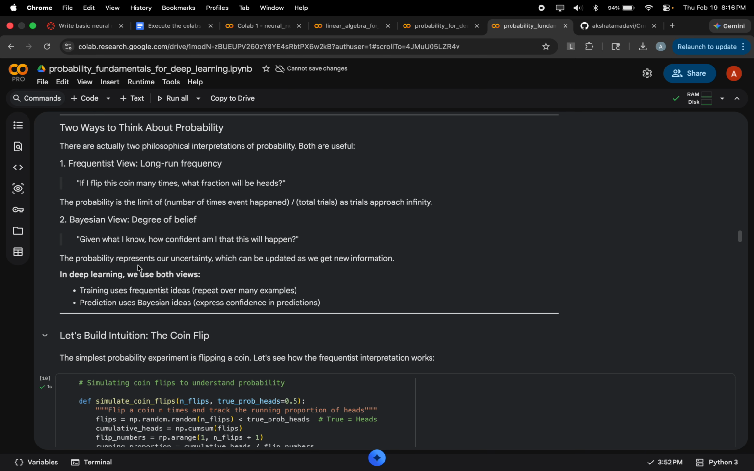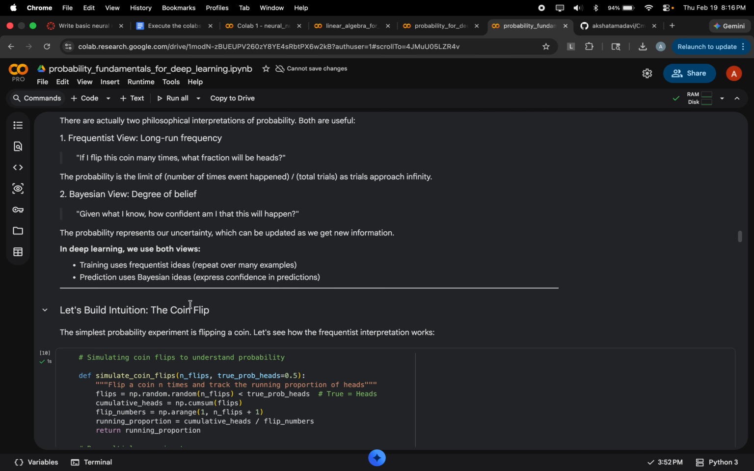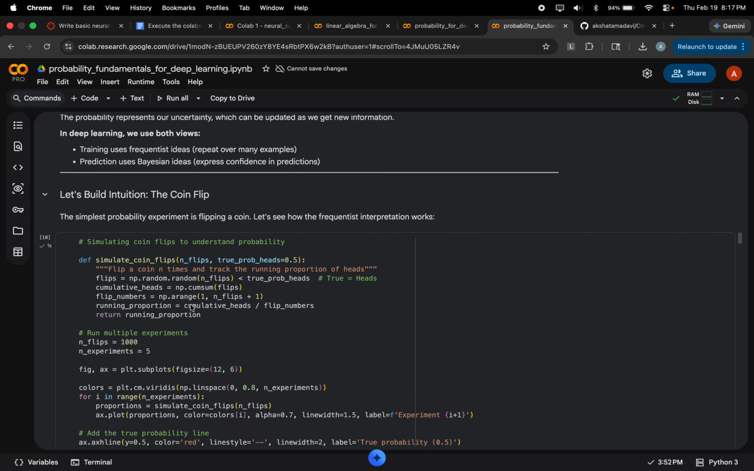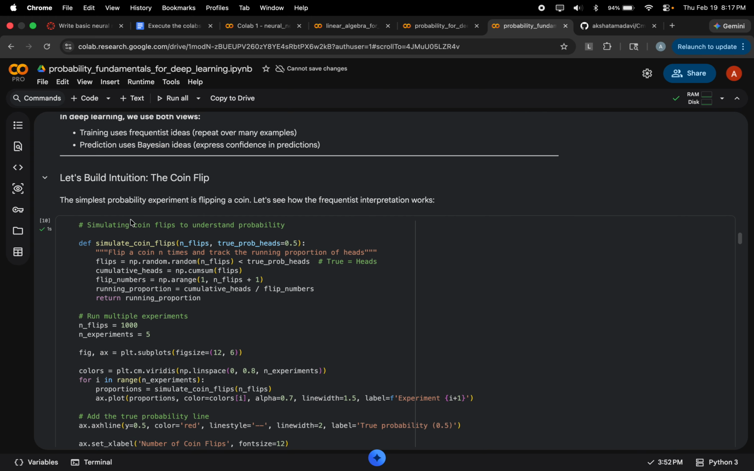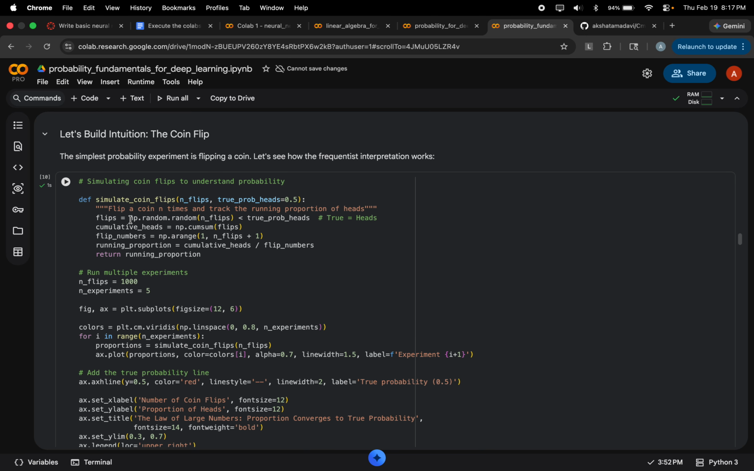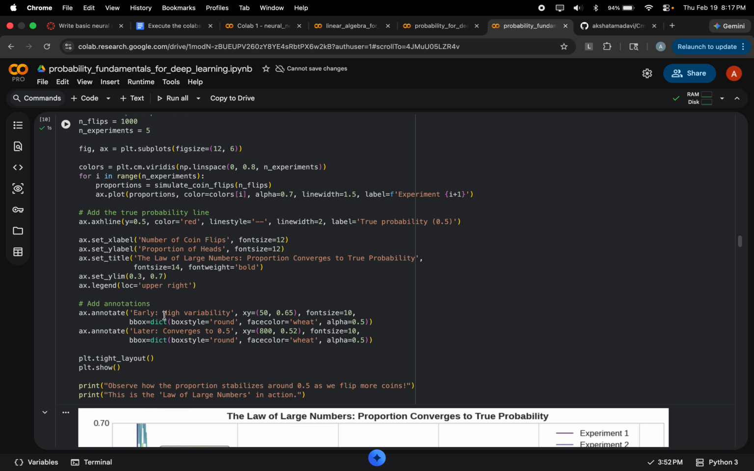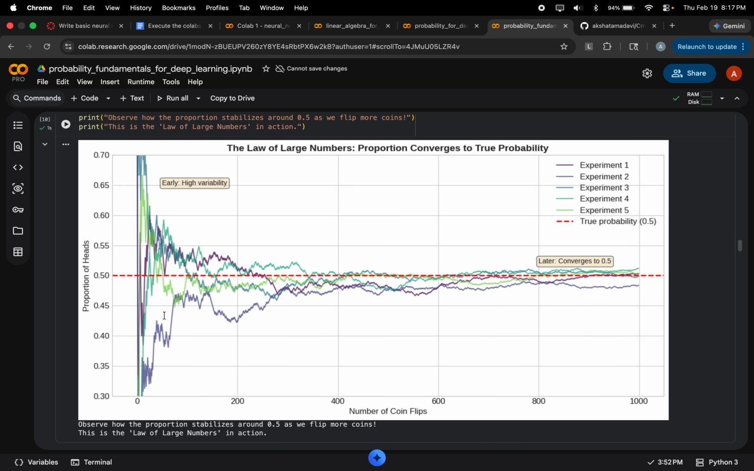The probability, like in Naive Bayes also, we use this. The probability represents our uncertainty, which can be updated as we get new information. So in deep learning, we use both. Training uses frequentist ideas, repeat over many examples, and the prediction uses Bayesian ideas, and it expresses confidence in predictions. So let's build an intuition. So we'll randomly flip a coin and check what is the probability of it.